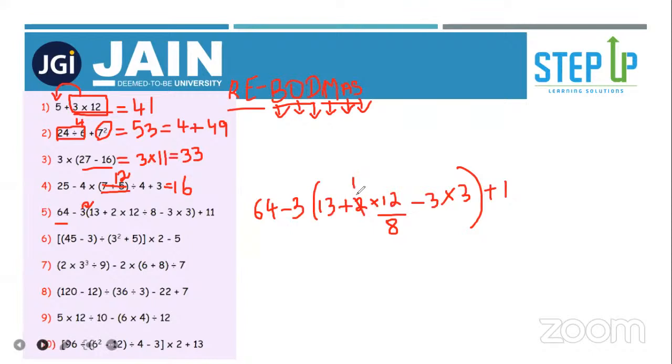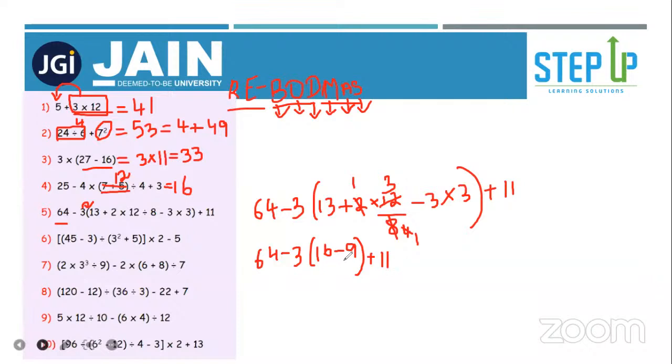2 times 1, 8 is for 4 times. Next, 4 is for 1, 12 is for 3. 13 plus 3 is 16. So 64 minus 3, bracket of 16, minus 3 times 3 is 9, plus 11.